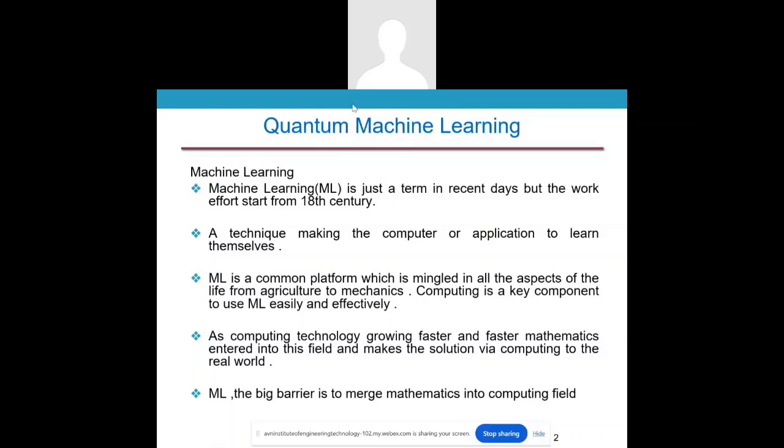ML is a common platform which is mingled in all aspects of our life, from agriculture to mechanics. Computing is a key component to use machine learning easily and in an effective way. As computing technology grows faster and faster, mathematics entered into this field and makes the solution real via computing. So a major barrier in ML is to merge the mathematics and the computing.